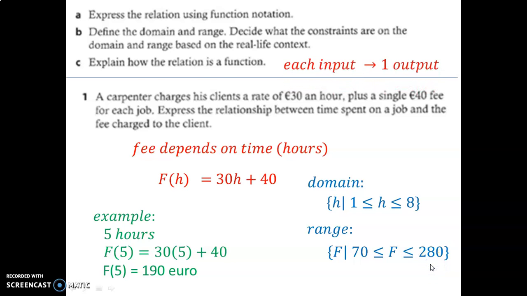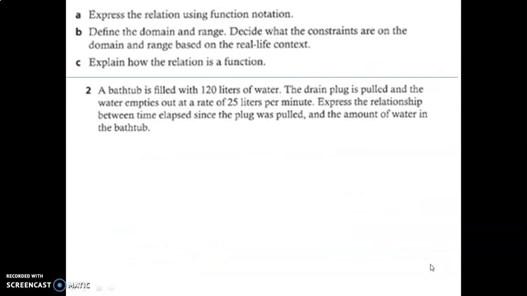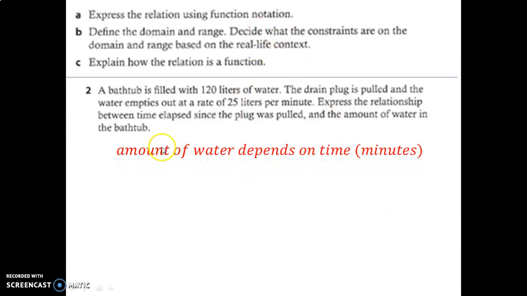Okay, let's try another one. This one here. Read this and see if you can make a function. Okay, let's check that. So first of all, we know that the amount of water in the bathtub depends on time in minutes, and the water level is going down. So my function, I'm putting W for amount of water based on minutes, all right?